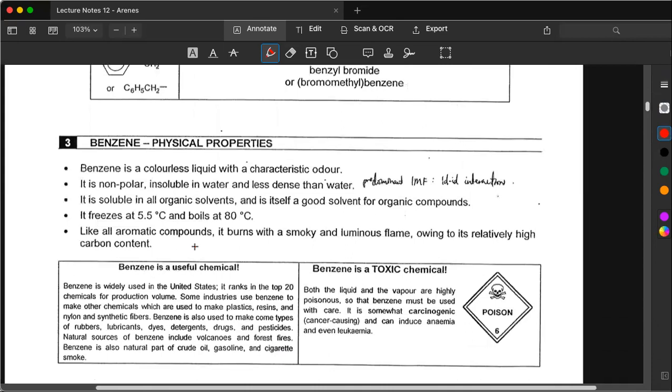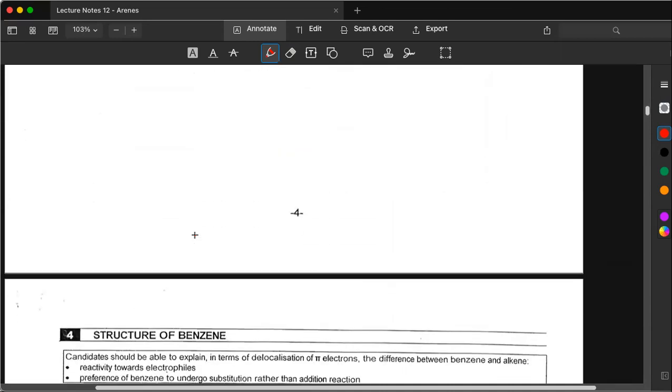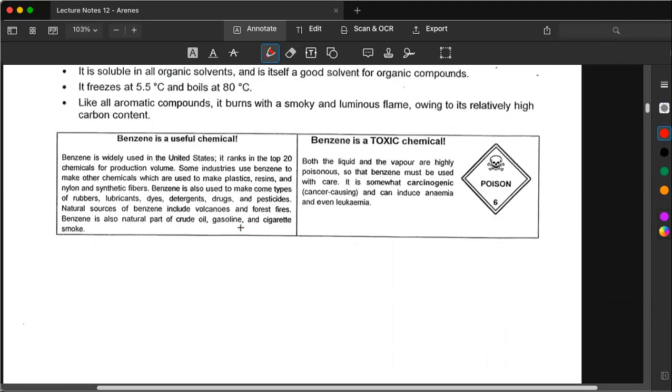Now, benzene is a colorless liquid with a characteristic odor. It is non-polar, insoluble in water, and less dense than water. Soluble in organic solvents, so it's a good solvent to dissolve organic compounds. Here is the information regarding the freezing point and the boiling point. Like all aromatic compounds, it burns with a smoky and luminous flame due to its high carbon content. You can read this at your own time for information regarding benzene.